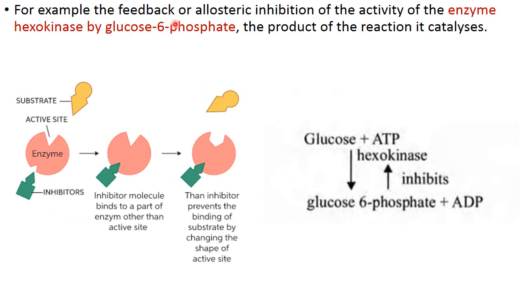Example one is given: feedback and allosteric inhibition of the activity of the enzyme hexokinase by glucose 6 phosphate, the product of the reaction it catalyzes. So just like in non-competitive inhibition, it is almost the same: the inhibitor, which is a metabolic product of a metabolic pathway, when it binds, is going to cause a change in the active site. When it causes a change in the active site, that is going to prevent the substrate from binding to the enzyme. So as a result, enzyme activity stops.